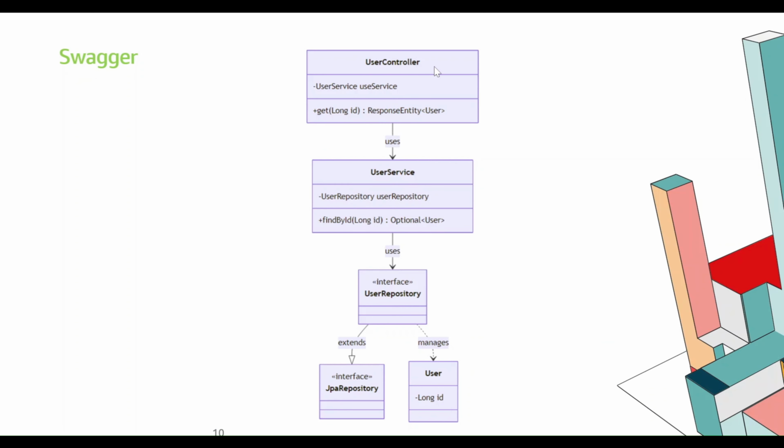This is a class-level UML diagram. The user controller will have a service and a get method taking a long ID. It means if I pass the user ID, I'm going to get the results. So the user controller will have the user service. The service will have a reference to the repository, which will pull the customer details through the JPA repository.